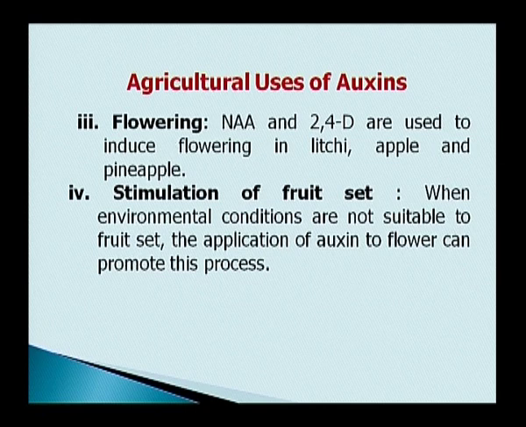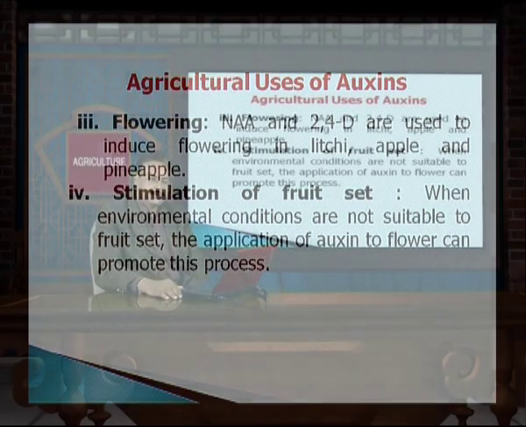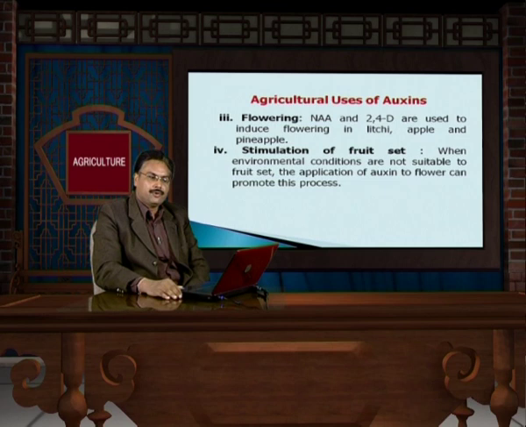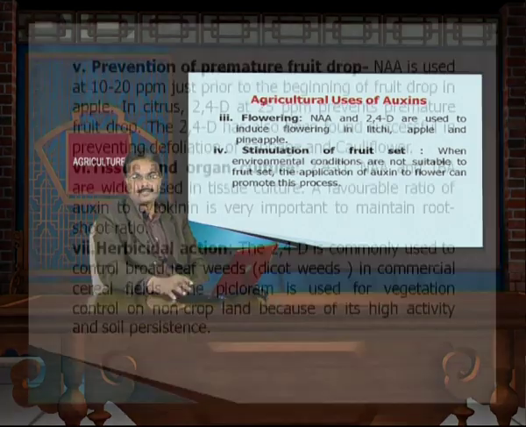The stimulation of fruit set. After flowering, fruit set is very important for getting the maximum yield in fruit crops. So, when environmental conditions are not suitable for fruit set, the application of auxin to the flower can promote this process. In this case, the concentration and time of the application of auxin is very important, and that can be decided on the basis of the available literature and practical knowledge of the farmers as well as agriculture scientists.